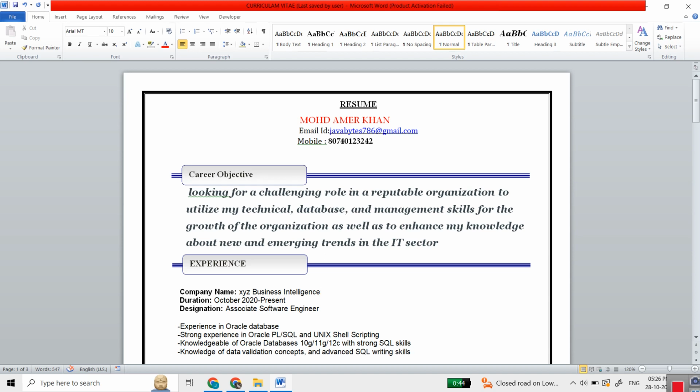Second thing is career objective. This is a very important thing, because from this they will notice how much technical knowledge this person has. If you see my career objective, it says: looking for a challenging role in a reputed organization to utilize my technical, database and management skills for growth of the organization as well as enhance my knowledge about emerging trends in the IT sector. From this career objective, they will get to know this guy is looking for a challenging role, is passionate about learning, and wants to know many things about IT. So they will think, okay, this guy is good for selection.